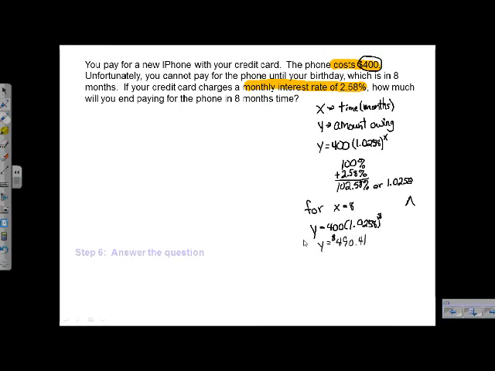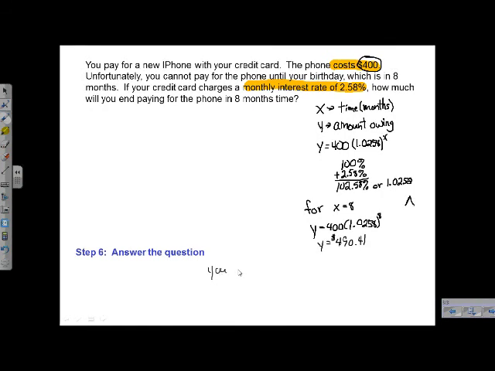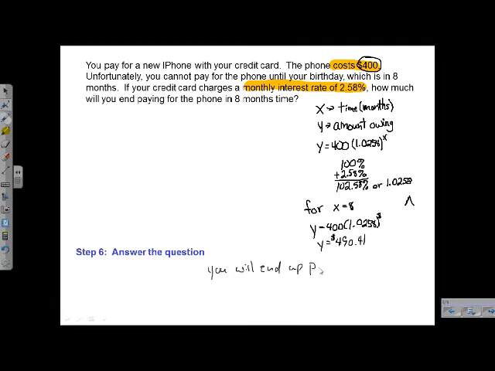And the last thing for us to do is answer the question. So it says, well, how much will you end up paying for the phone in 8 months' time? And we'll just write out, all right, so you will end up paying $490.41.